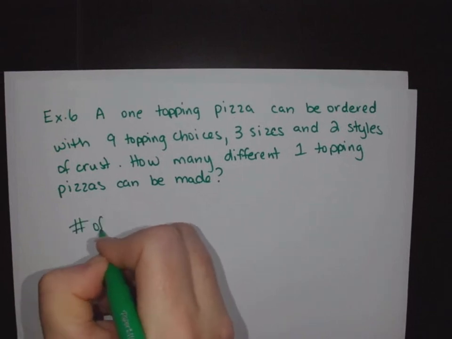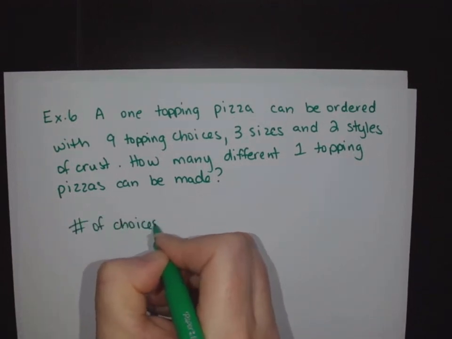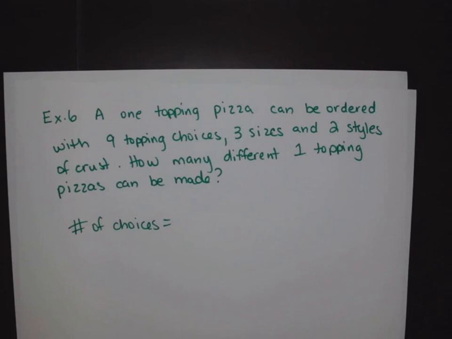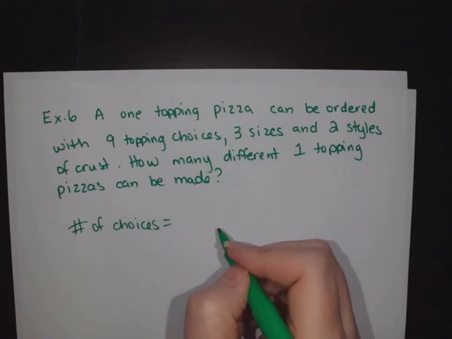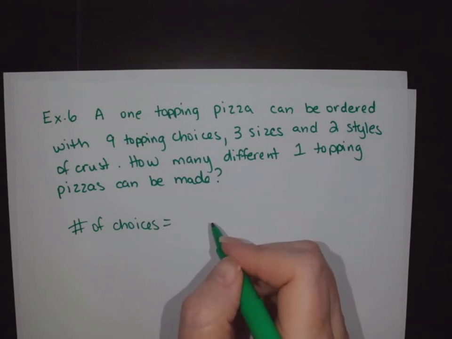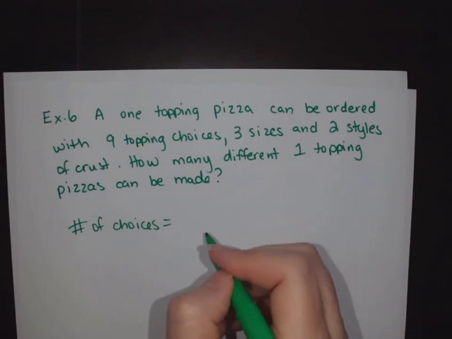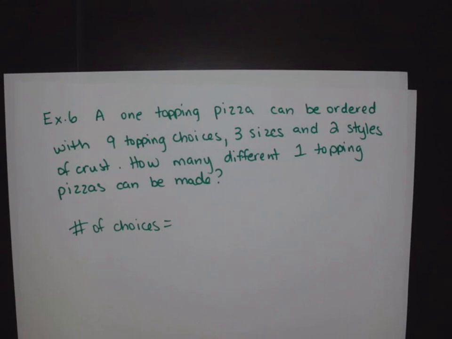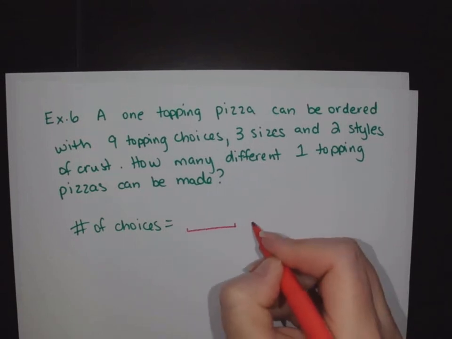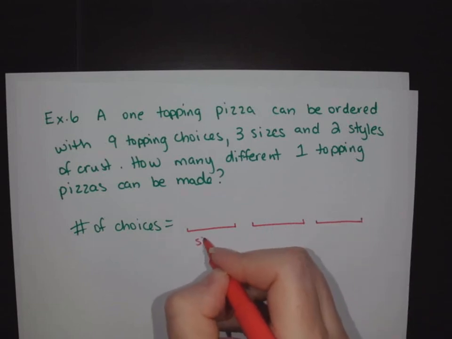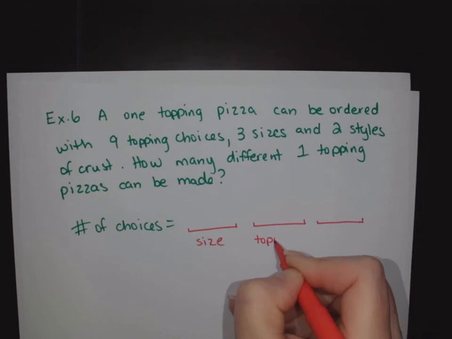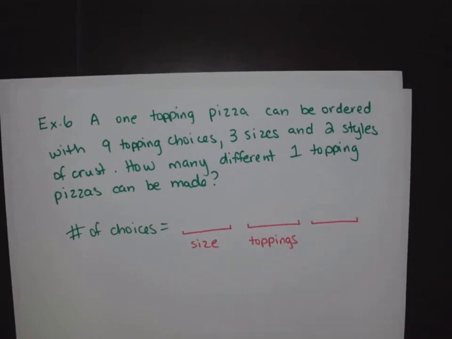So if I want to know the number of choices, always pay attention to the problem. Notice I just asked you how many different pizzas could be made. I didn't ask you for the probability or anything like that. The number of choices would be, according to the fundamental principle of counting, we just need to multiply these amounts. So I'm just going to come up with 3 blanks for the 3 decisions I need to make. First I've got size, I've got toppings, really in no particular order, and I've got crust.